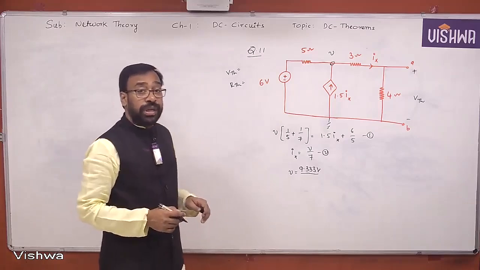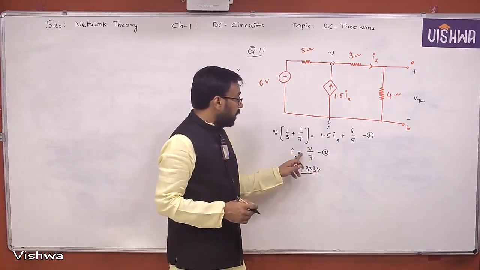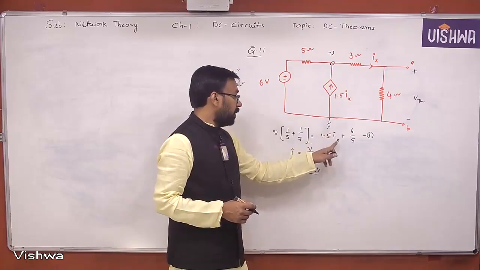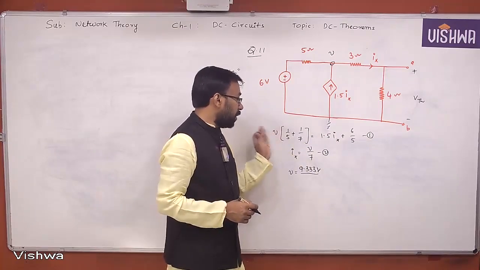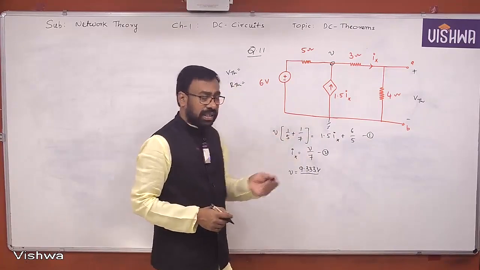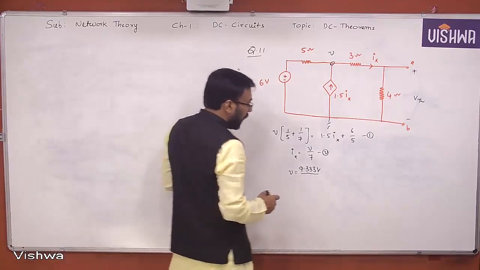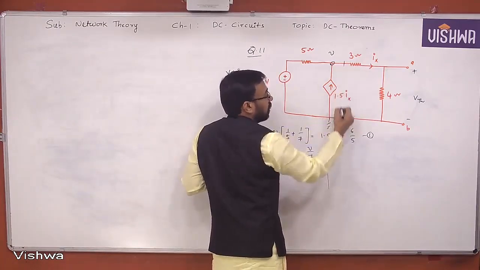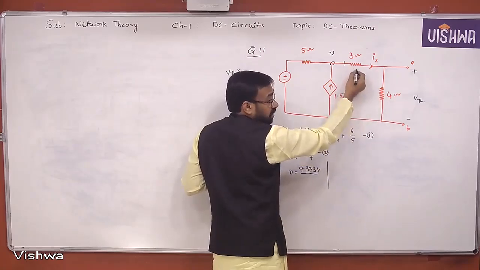Substituting equation 2 in 1, you will get here Ix is equal to V by 7. 1.5 into V by 7, and again bring it back to the left side. You can simplify it that easily, okay? So V is equal to 9.333 volts. Once you find the V value, you know that these two elements are connected in series.